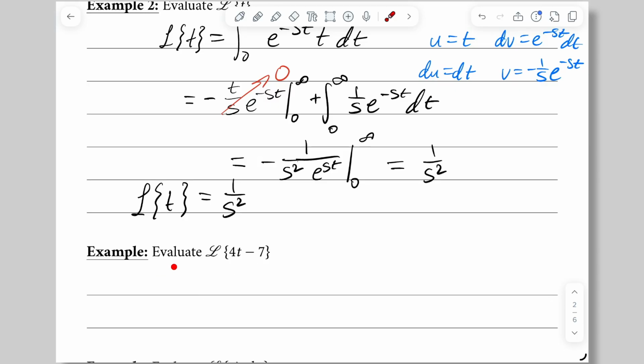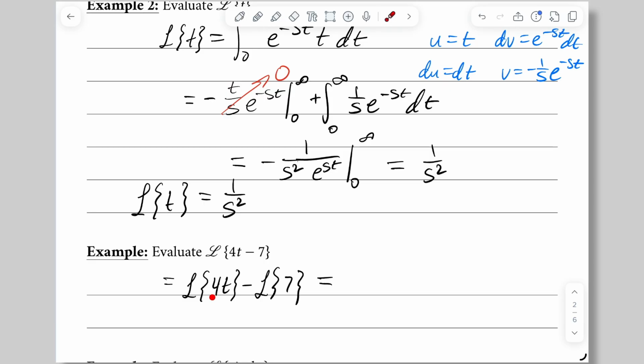Now we're going to evaluate the Laplace transform of 4t minus 7. We're going to use the linearity of the transform. So this is equal to the Laplace transform of 4t plus, let's make that a minus, the Laplace transform of 7. You wouldn't normally do it this way, but I'm just showing you how the linearity properties work here.